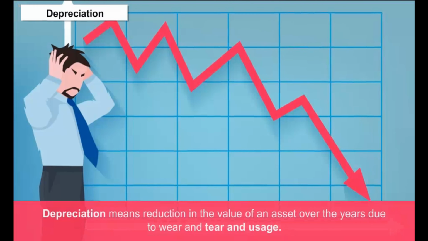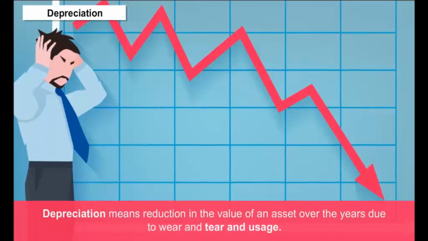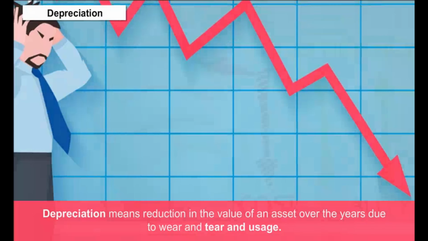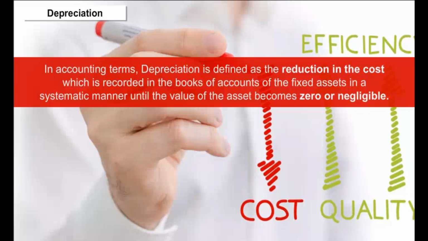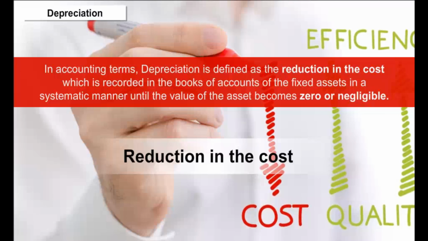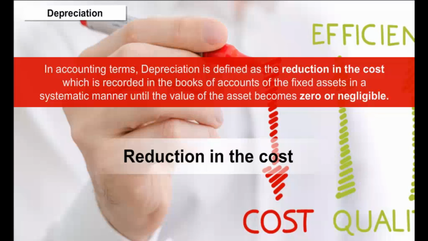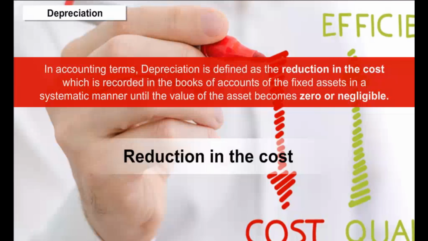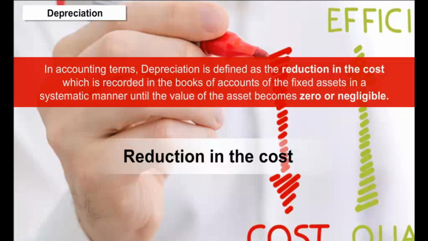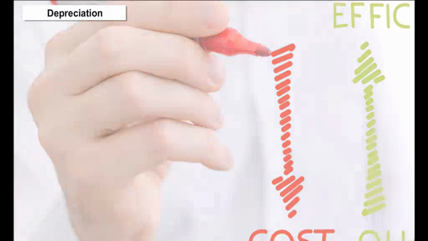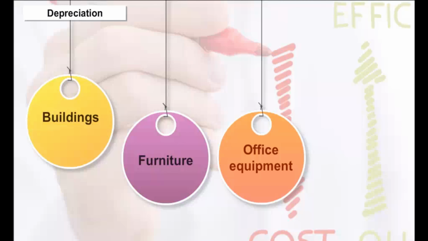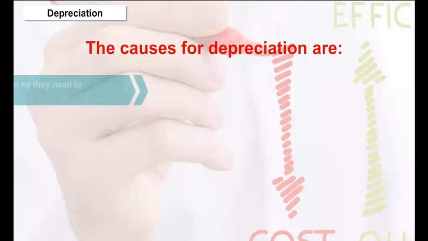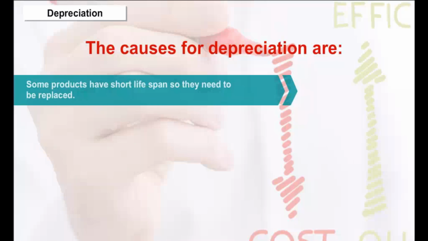Depreciation. Depreciation means reduction in the value of an asset over the years due to wear and tear and usage. In accounting terms, depreciation is defined as the reduction in the cost which is recorded in the books of accounts of the fixed assets in a systematic manner until the value of the asset becomes zero or negligible. Examples of fixed assets are buildings, furniture, office equipment, machinery, etc. The causes for depreciation are: some products have short lifespans, so they need to be replaced.